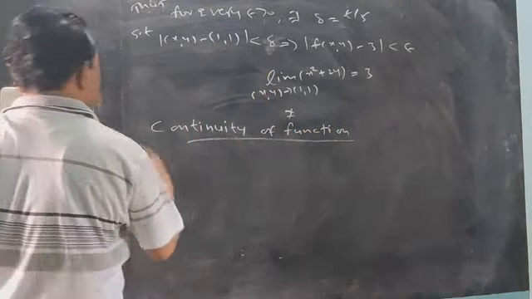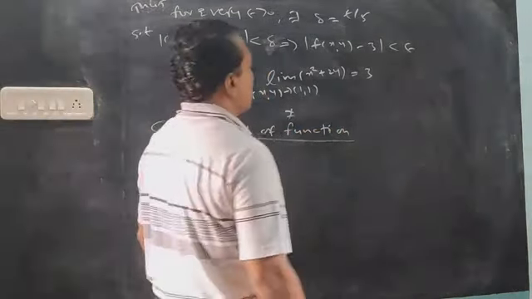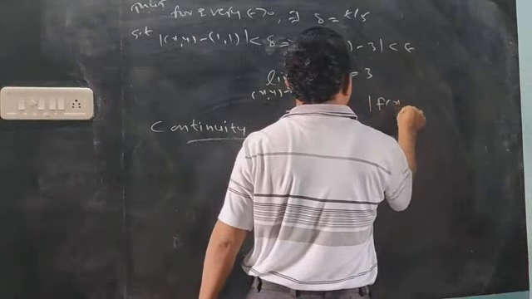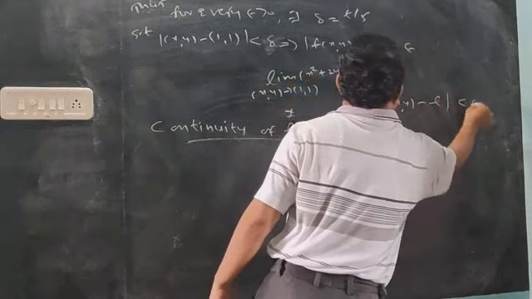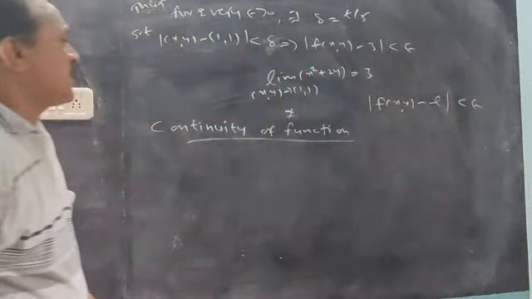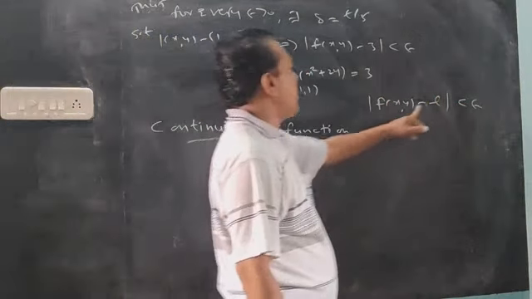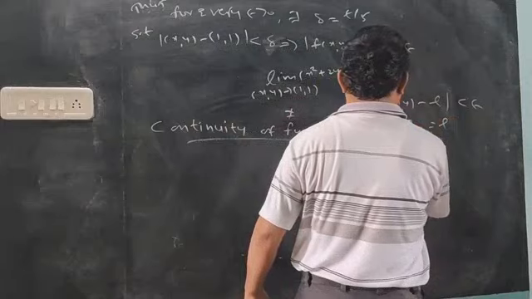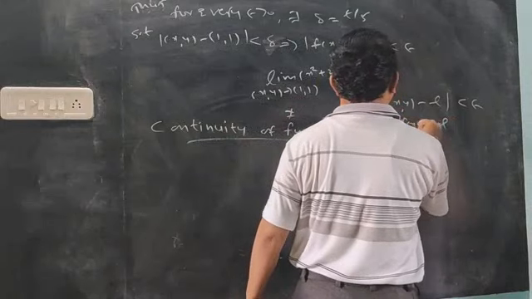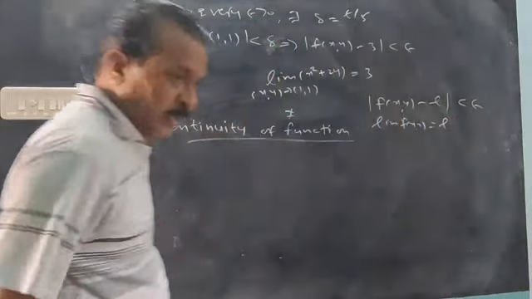So what is the definition of continuity? In the limit of the function, f of x, y minus L, then L is called the limit of the function. It is a limit. Now continuity, see what is the difference.